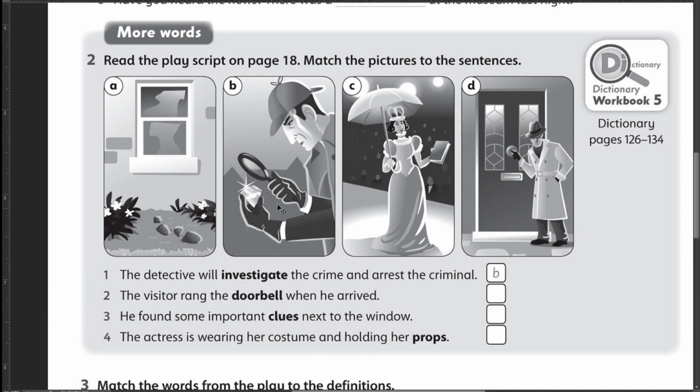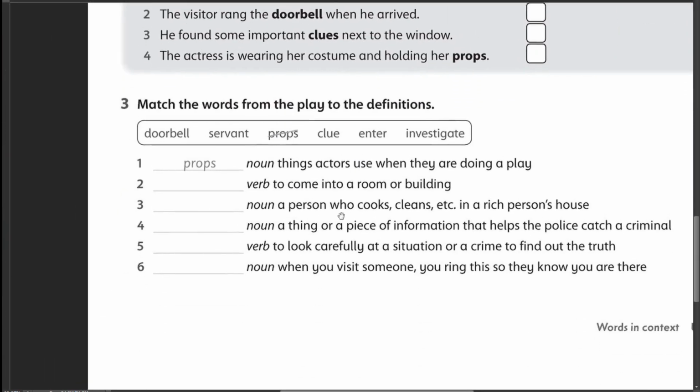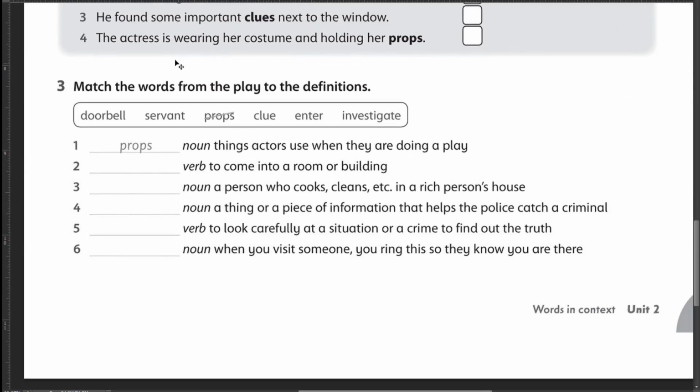You're just going to read the play script on page 18 and you're going to match the pictures to the sentences. For example, number 1, the detective will investigate the crime and arrest the criminal. So this one is letter B. Just look at the photo and match them to these sentences. Only 3. Alright, so let's go to exercise number 3.